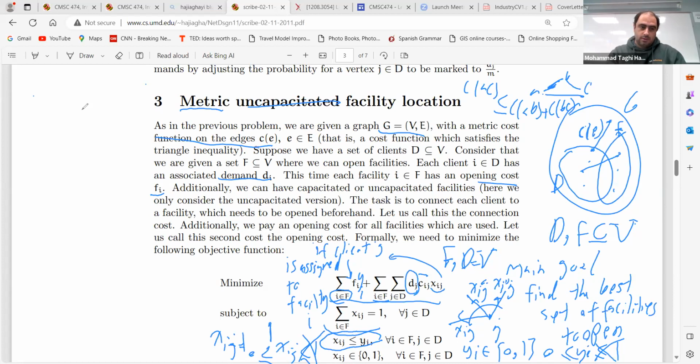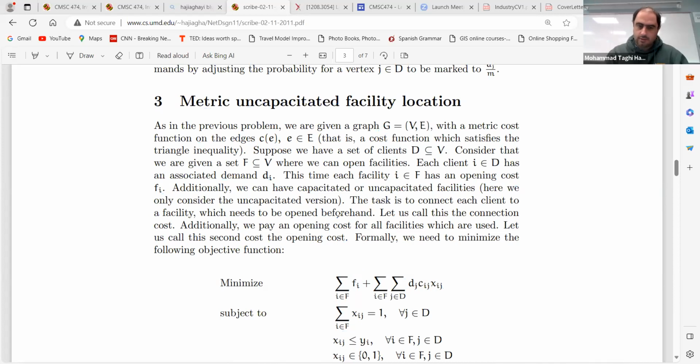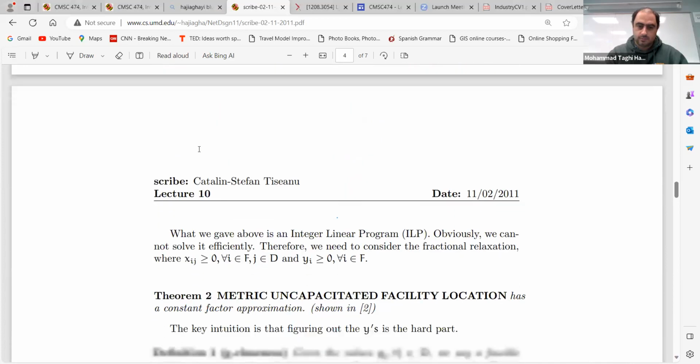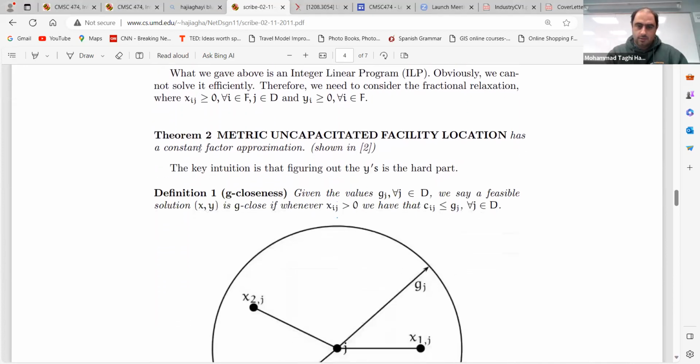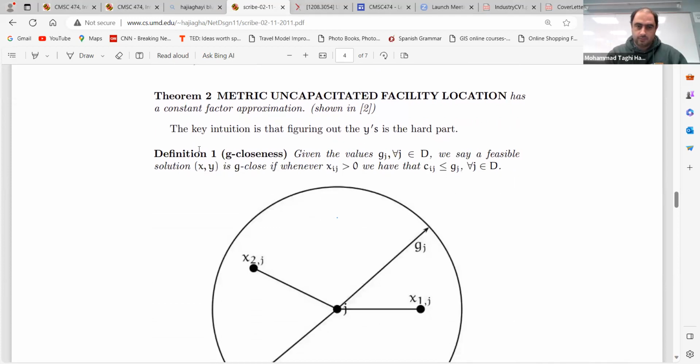Okay, so let me clean everything. So again, this was the yi's. This metric uncapacitated facility location is the one that we try to show has indeed a constant factor approximation. We showed this for k-median before, and there are some triangle inequalities that we use, similar things we are using here.